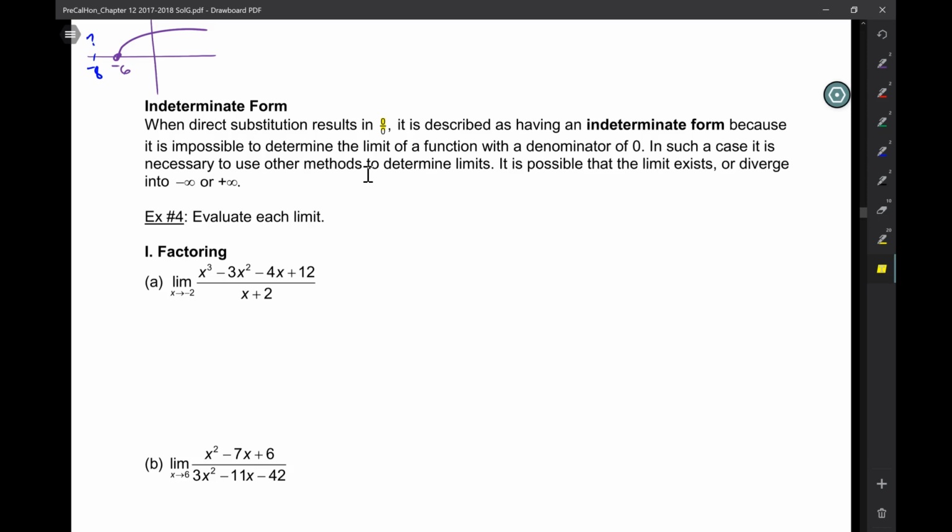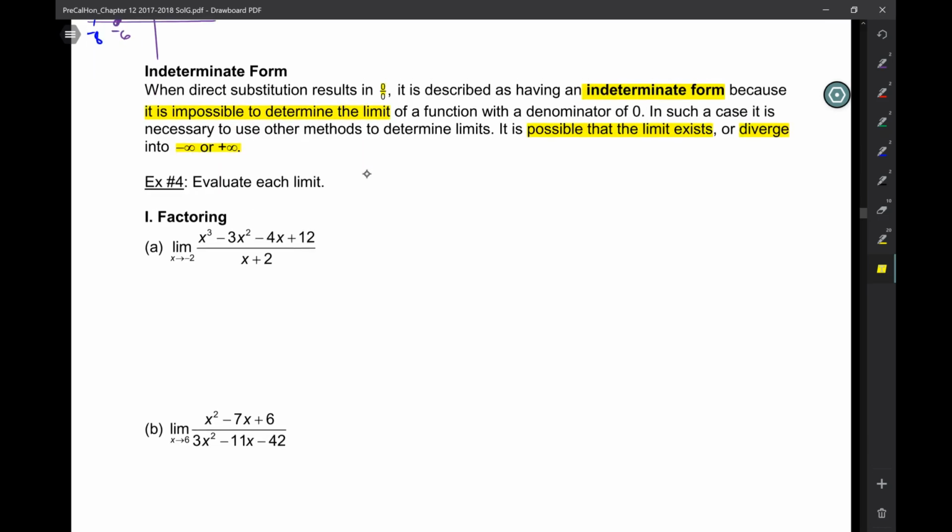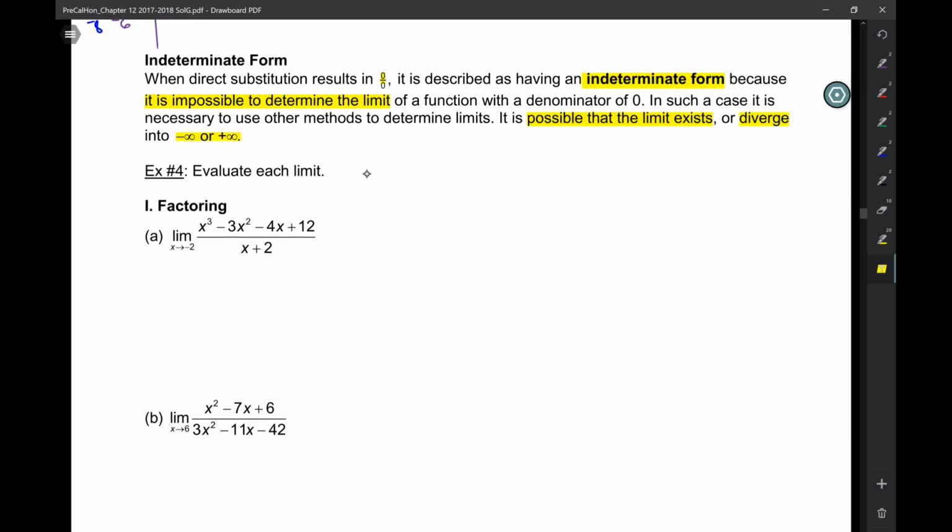The reason why it's really bad is because when you get 0 over 0, that's an indeterminate form, because you can't gather any information from that. 1 over 0 I know will be infinity. 0 over 0 I have no idea, because it's impossible to determine the limit, okay? It's still possible that the limit exists, or you might just get negative or positive infinity. When you get 0 over 0, you have to use algebra to simplify your function.